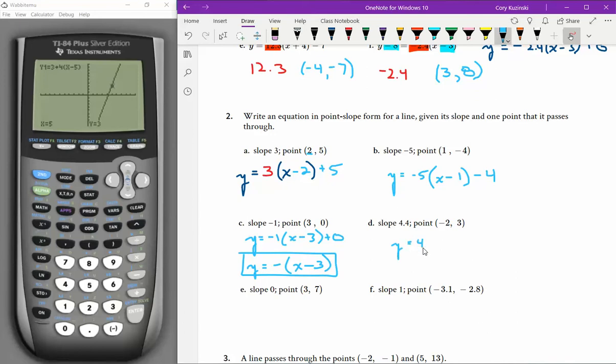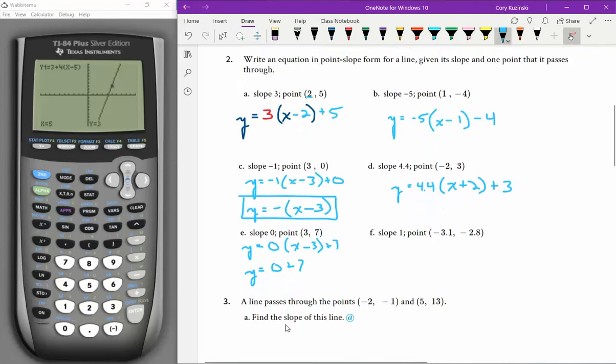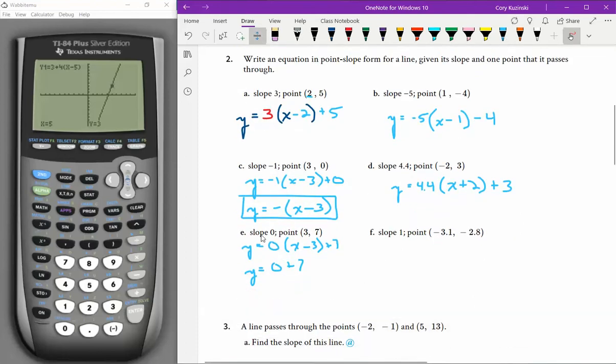Y equals 4.4. Instead of x minus negative 2, although that would be true, look at what a mess that looks like. Let's fix that. Instead of x minus negative 2, let's just call it x plus 2 plus 3. Y equals 0 times x minus 3 plus 7. But isn't 0 times anything just 0? And isn't 0 plus 7 just 7? So the point slope form of this equation, when I simplify everything, I'm just going to call it y equals 7.